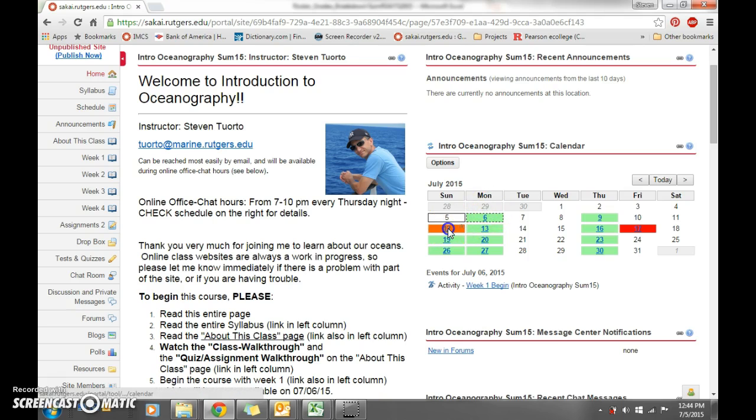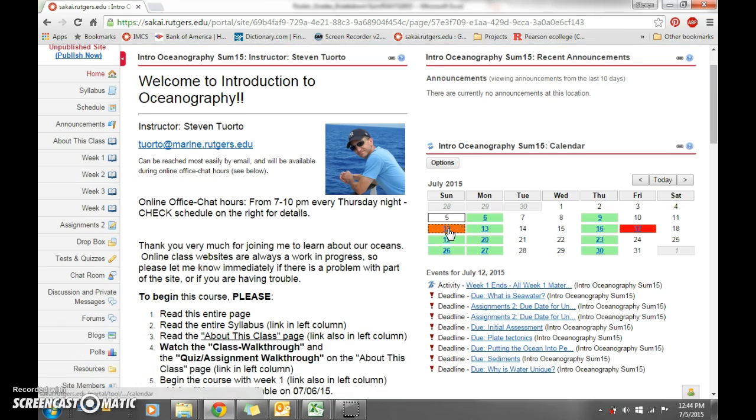If we click on Sunday the 12th, which is 7 days from then, you see week 1 ends, and then everything that's due for that week is listed there, and it has to be handed in by 11:59 p.m. Now you have the whole week to do your work, which means you have a lot of freedom in how you go about completing that work in terms of your schedule. But I really do suggest that you manage your time wisely.